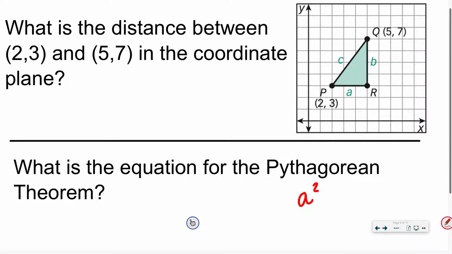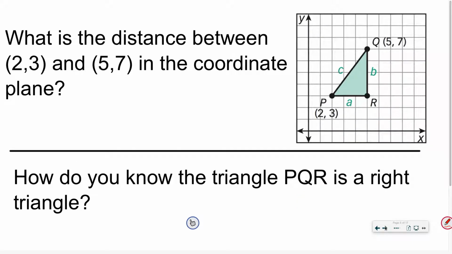A squared, you can write this down, plus B squared equals C squared. It'd be a great idea to have this example in your book because when you work on finding distance, this is a good example to look back to. So we have the equation for the Pythagorean theorem. How do we know that this triangle is a right triangle? Right by the R, what do we have? Yeah, we have a right angle.